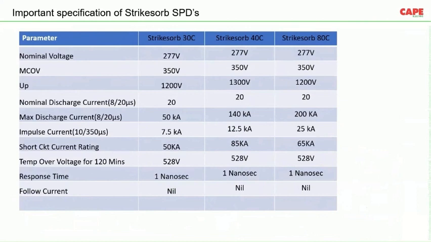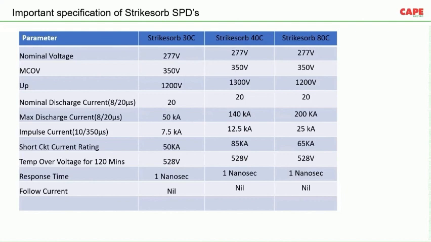So these are some important parameters of the bus bar mounted SPDs. Nominal voltage, I have taken a certain series of voltage which is normally used in India: 277 volt, which has an MCOV of 350 volt for all these three models, Strikesorb 30, 40 and 80C. Nominal discharge current is the same for all three models. Again, it is a test method. They tested with 20 kiloamperes only. Maximum discharge current for Strikesorb 30 is 50 kiloampere, Strikesorb 40 is 140 kiloampere, Strikesorb 80 is 200 kiloamperes.